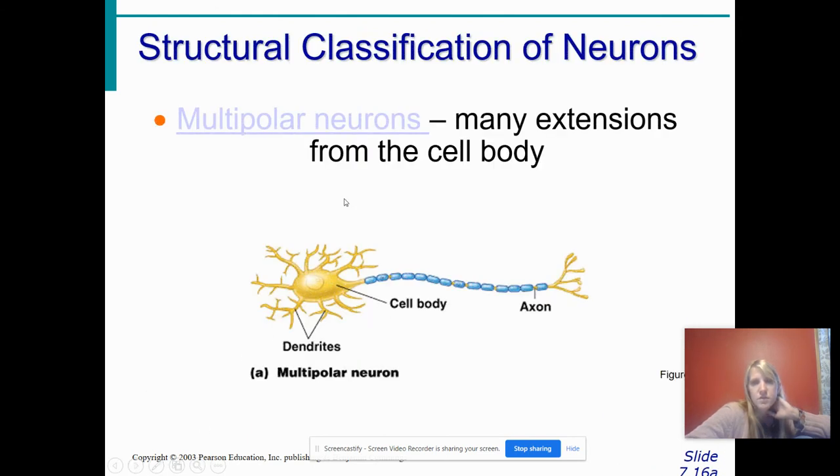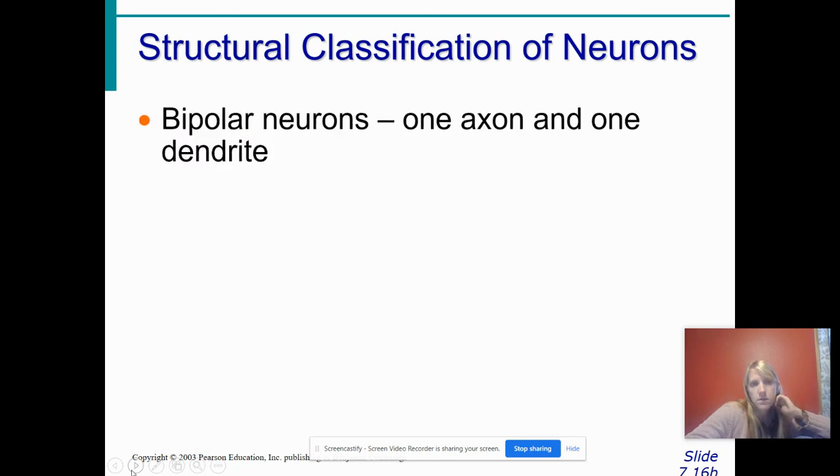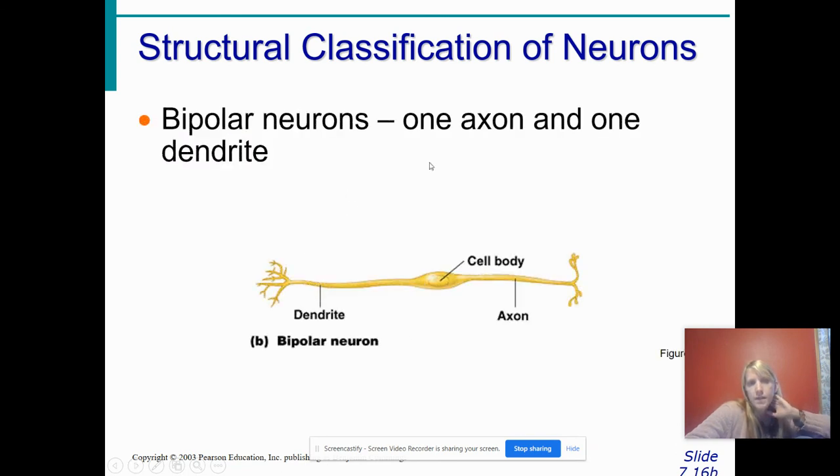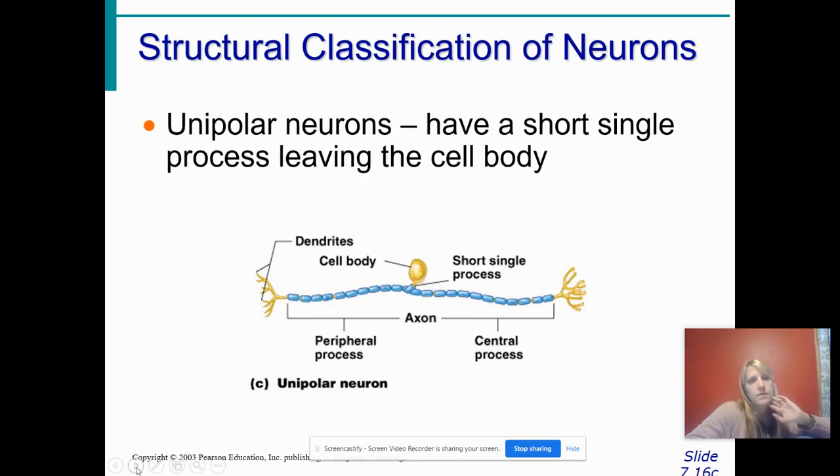All right, there's different types of neurons. Multipolar is the most common type. That's when we talk about a neuron, that's when we talk about a multipolar neuron. Lots of extensions from the cell body, one axon. Bipolar, one axon and one dendrite. They're super rare. They're found in your nose and stuff. And then the unipolar have a short single process leaving the body.